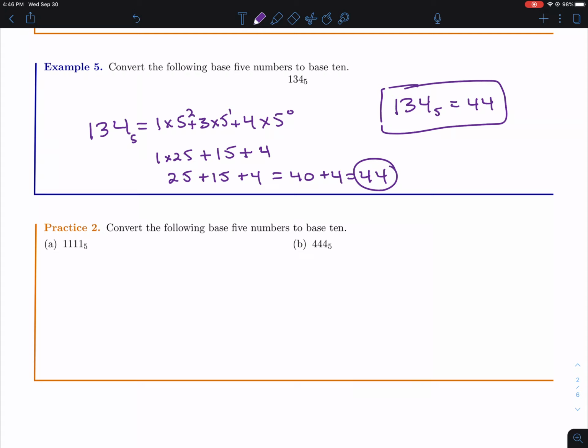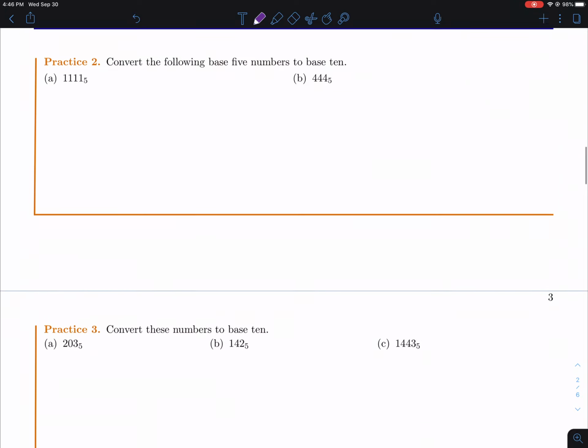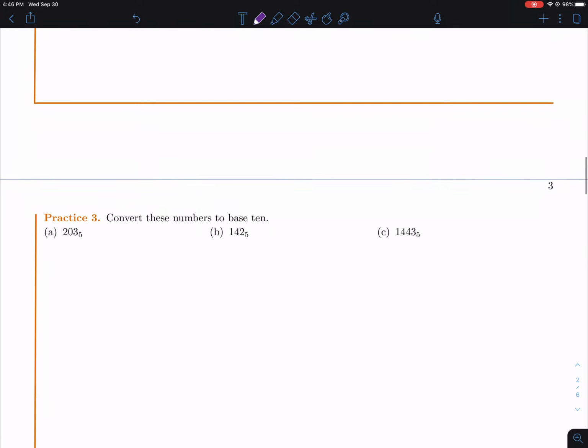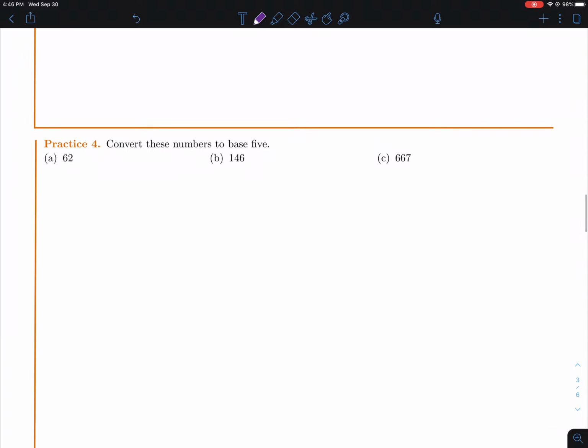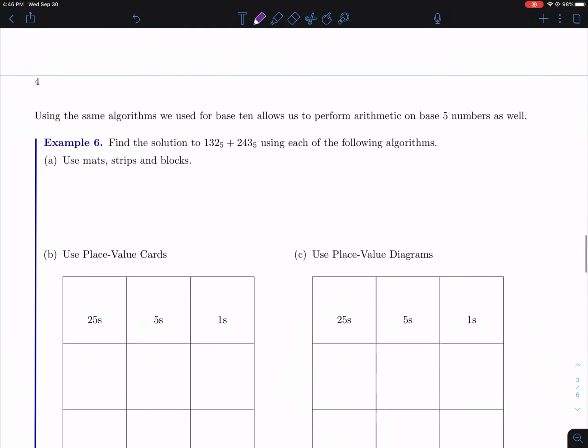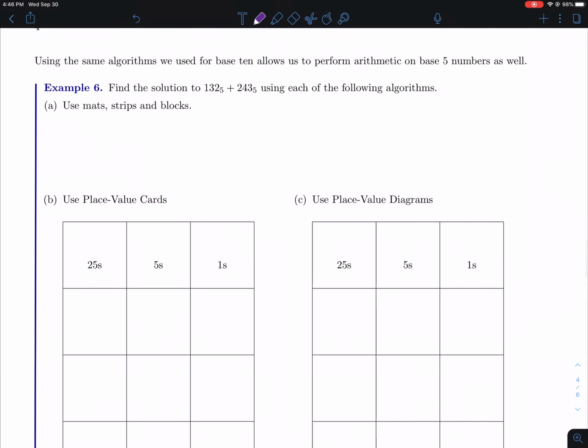But all right, so take a look at practice 2. This will have you doing the exact same thing, converting something from base 5 into base 10. So again, at this point, pause the video, come back and practice those. There's actually a bunch of them: practice 2, practice 3, and practice 4 is going back from base 10 to base 5. And when you're done, unpause and let's talk about some arithmetic.